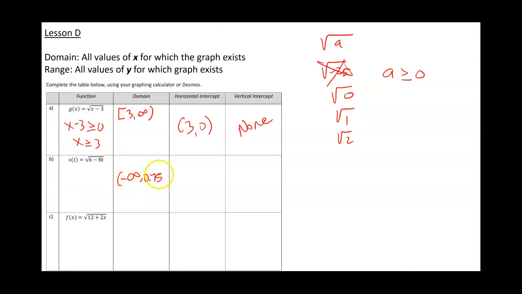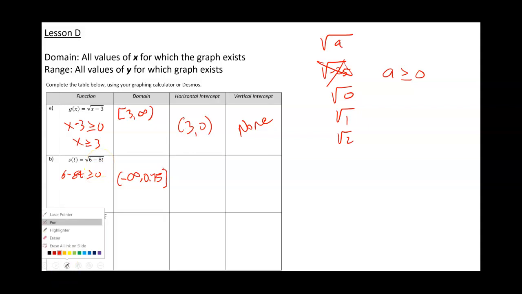comma 0.75. Now notice that negative infinity and infinity are in parentheses because these are not numbers, they're concepts that numbers get infinitely bigger, infinitely small. Like we can never reach infinity. We can never reach negative infinity. So they're going to be in parentheses, whereas the values are going to be in brackets because those are actually included in our domain. You can also do this using the inequality. So remember that whatever is inside the radical, the 6 minus 8t, always has to be greater than or equal to 0.